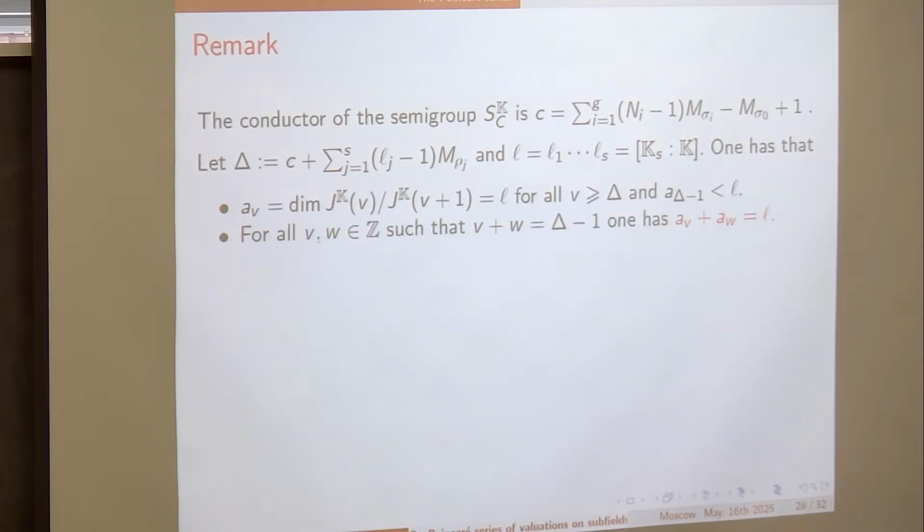In fact, one has this symmetry, which in the case of plane branches is very well known. If you take any pair of integers such that the sum is delta minus 1, the sum of the dimensions is just L. This is very well known for the case L equal to 1, which is the case of a complex branch. This is the symmetry of the semigroup.